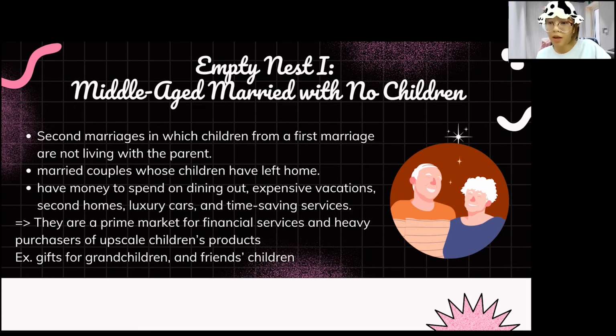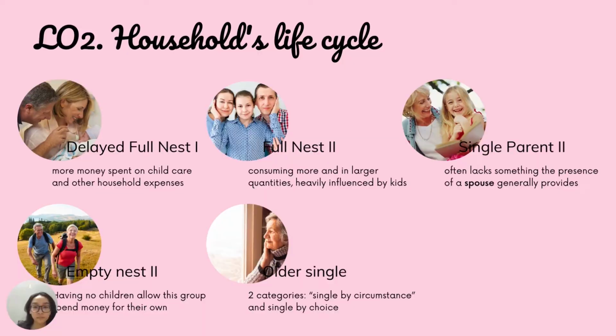And empty nest one, middle-aged married with no children. These households represent second marriages in which children from a first marriage are not living with the parent. This group also includes married couples whose children have left home. They also have money to spend on dining out, expensive vacations, and time-saving services. They are a prime market for financial services and heavy purchases of upscale children's products as gifts for grandchildren and friends' children. And Anne will present the next part. It is with Anne, and I will finish the remaining five household life cycle stages in this learning objective.